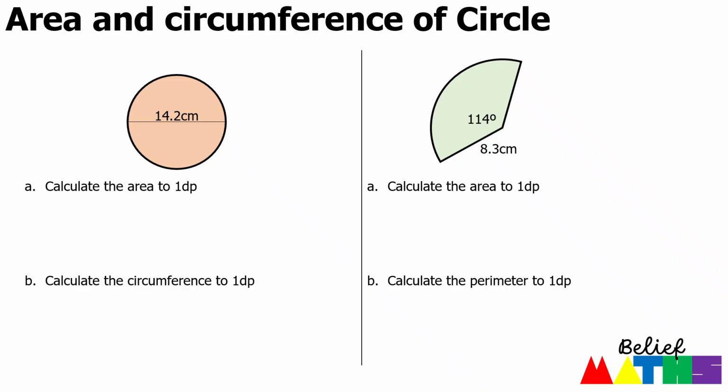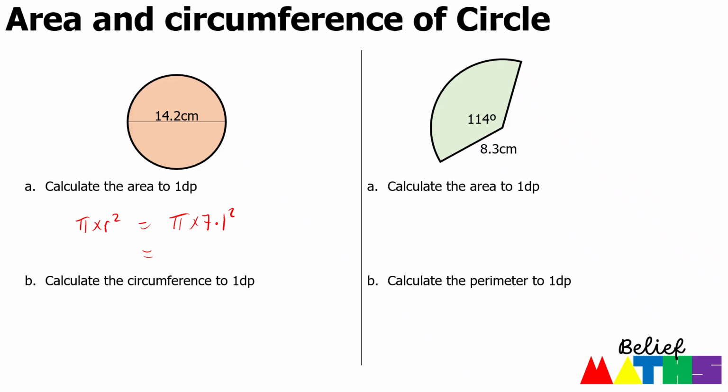Keeping along with area and circumference of a circle, we're going to look here very simply. Area of a circle is pi times the radius squared. In this case, we're given the diameter, so the radius is 7.1. So it's pi times 7.1 squared. Again, giving your answer to one decimal place.